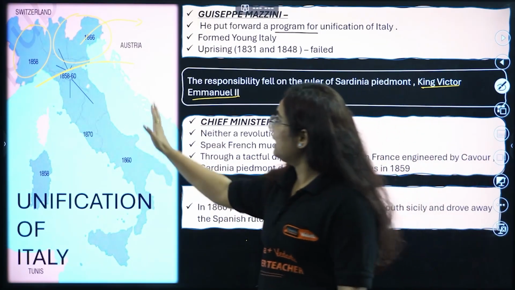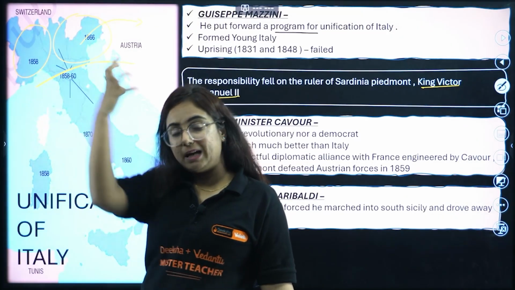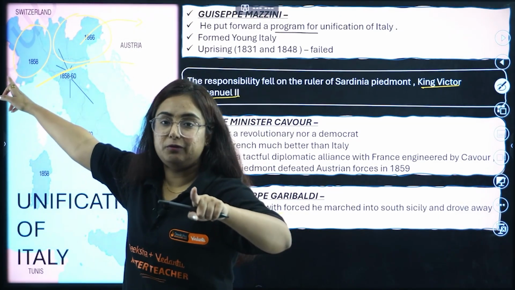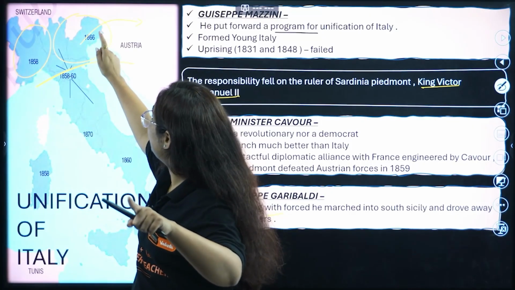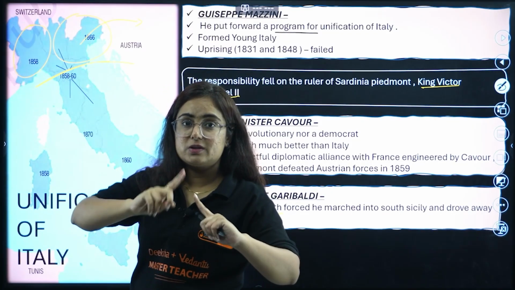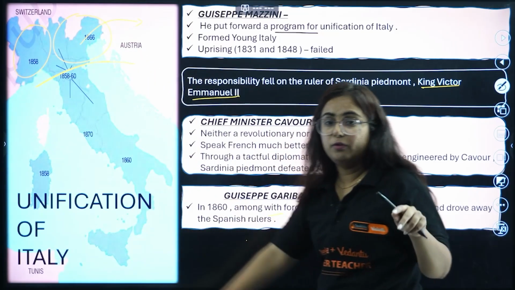Beta, the years written in this map are the years when these regions became part of United Italy. Like if I talk about Sardinia Piedmont, 1858. Lombardy and Venetia particularly 1866. In Venetia, the Austrian forces were defeated in 1866. Pay attention to that. Now we are moving south.